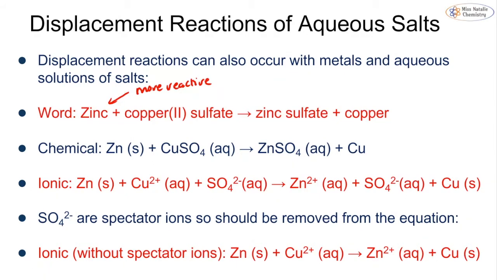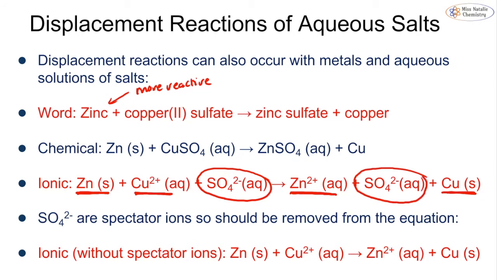Now we can write this out in various different ways. We can write it as a word equation. We can write it as a chemical equation. And then we can take that chemical equation and convert it into an ionic equation. That shows the different ions that are present, and this way it allows us to see what is being oxidized and what is being reduced. So we've got zinc metal becoming zinc ions, and we have got copper ions becoming copper atoms.